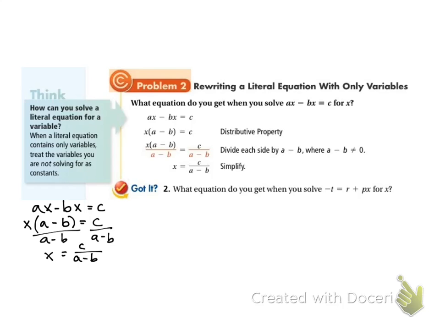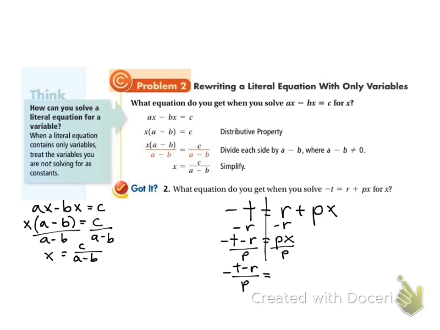If I solve our got it problem, I got negative t is equal to r plus px. And I'm solving for x. So the first thing I'm going to do is subtract off that r. r and t are different. They cannot combine. So I got negative t minus r equals px. And then I'll divide both sides by p. I get negative t minus r over p equals x. If you want, you could split that p up, but we don't have to. We can leave it just like that.